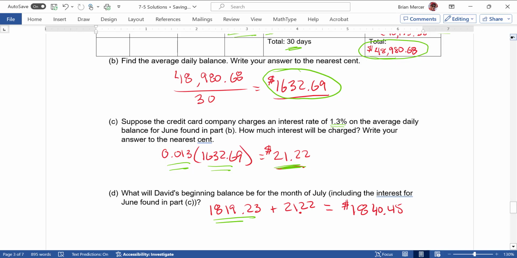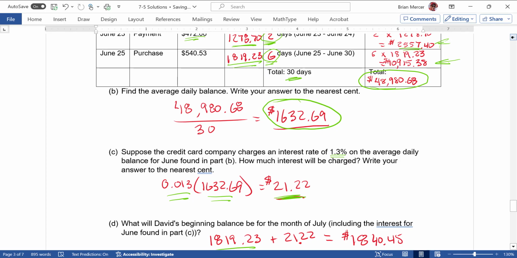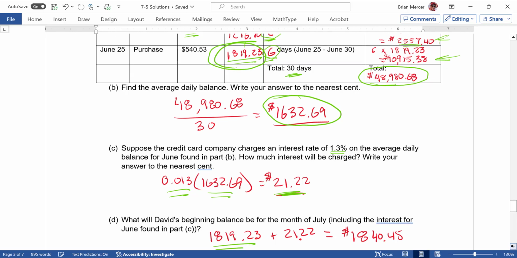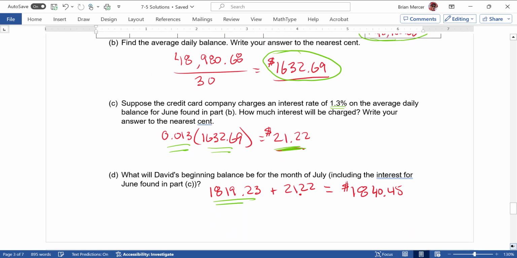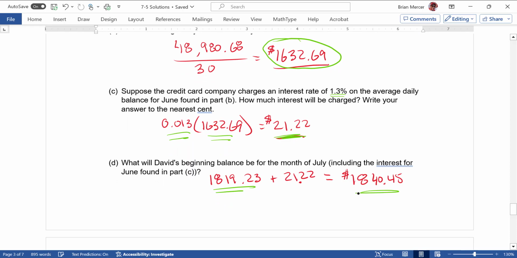In other words, where did we end up? We ended up with that 1819 number. So that's this. So you take that previous balance and then add the finance charge. That's the interest that was charged, the 21.22. And so then the next month would start at 1840.45.